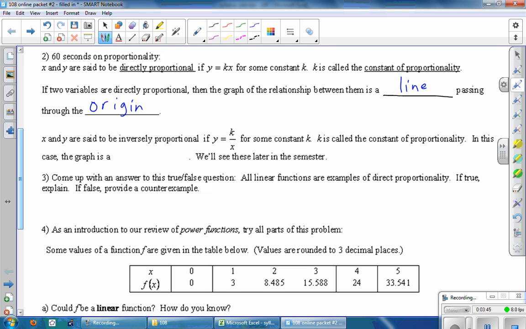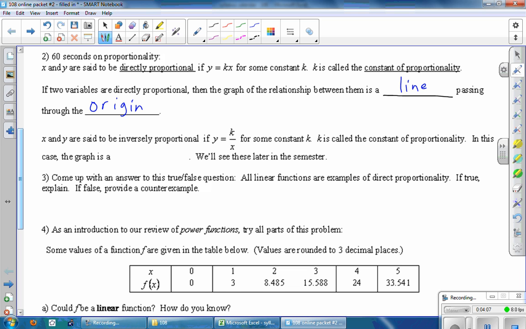Okay, so hopefully we see that the graph of y equals k times x is always a line, and it always passes through the origin, no matter what k is. Moving on, x and y are said to be inversely proportional if y equals k divided by x for some constant k. K is still called the constant of proportionality. In this case, the graph is a blank.